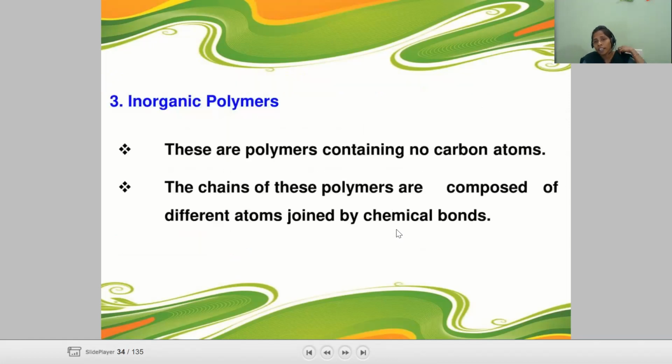And the next one, inorganic polymers. These are the polymers containing no carbon atoms. Instead of having carbon, the remaining elements are present. Such type of polymers are called inorganic polymers.